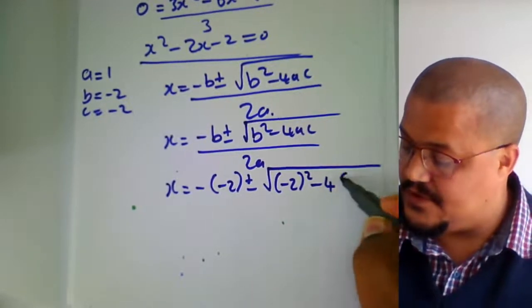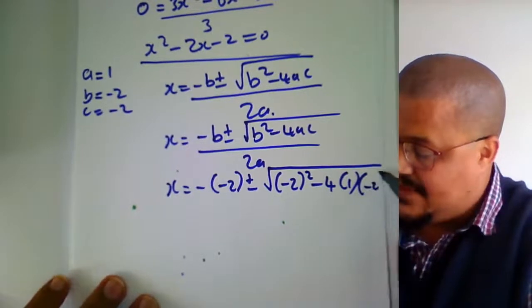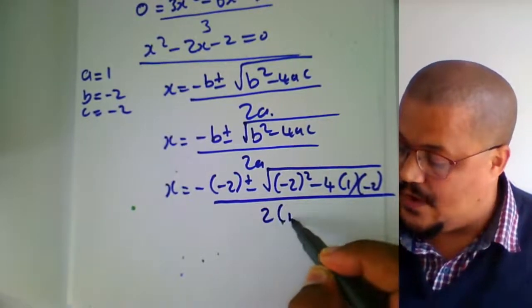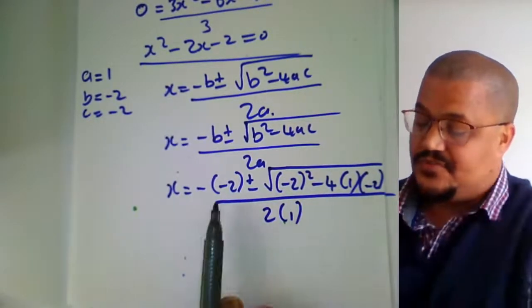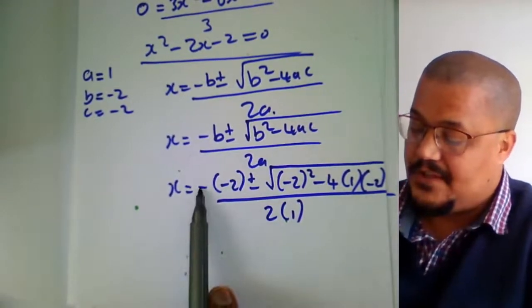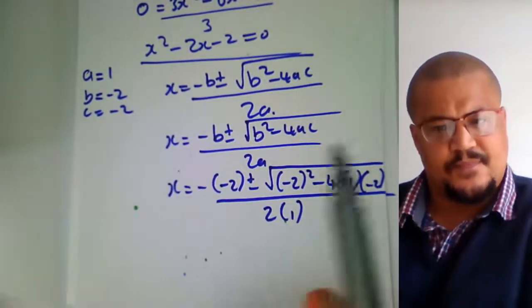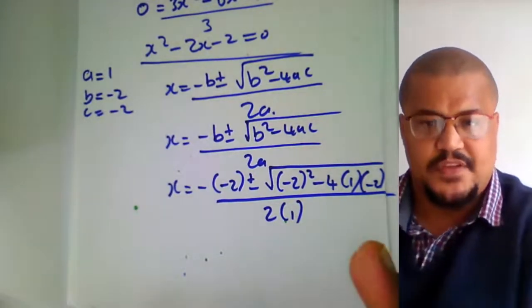My a value is 1, and my c value is minus 2. Okay, and my a value is 1. Okay, so all I now do is just to simplify, making sure that I also multiply with my signs and getting my signs right, because if I get my signs wrong, then obviously my answer will be incorrect.